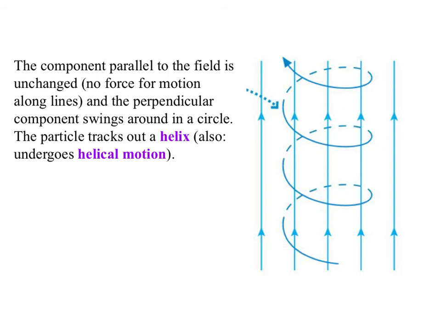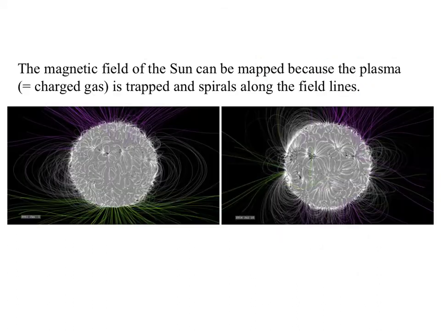Well, the component parallel to the field feels no force, right? The component is unchanged because there's no force for motion along the lines. And the perpendicular component will swing the velocity around in a circle. So we get what's called a helix, and we say the particle undergoes helical motion. This idea where it spirals around the magnetic field lines, it can still move forward, but only in this kind of looping motion.